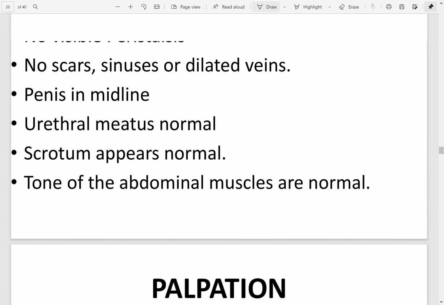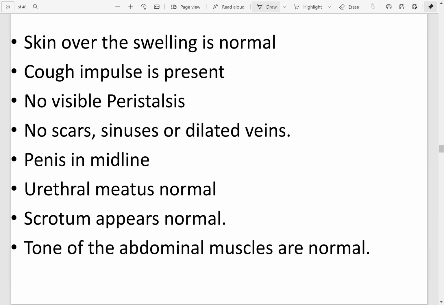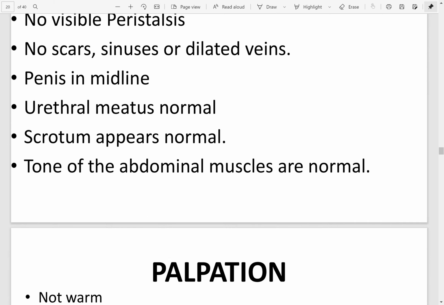And then, to determine the extent of the hernia, you say penis is in midline, urethral meatus normal, scrotum appears normal, tone of abdominal muscles is normal. In case of a complete indirect hernia, there might be deviation of the penis to the opposite side, the urethral meatus may be blocked, and the scrotum may be covered, may not be palpable. All of these will give us confusion of whether it is an inguinal hernia or a hydrocele. To differentiate between them, we will do something in palpation.